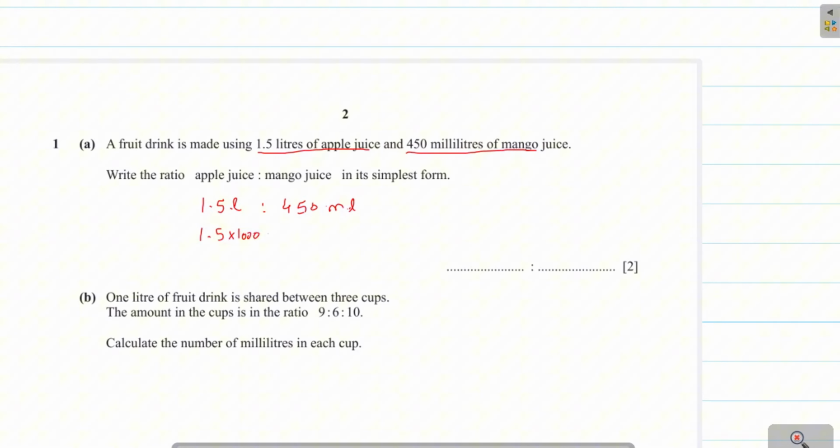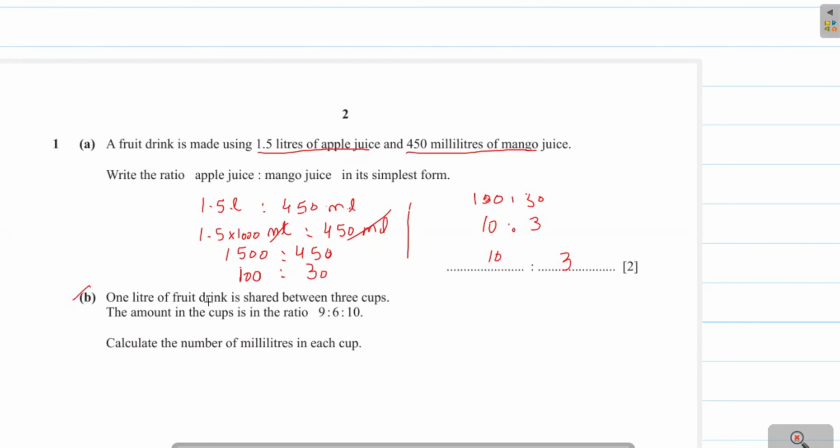Therefore, we can write 1.5 times 1000 milliliter ratio 450 milliliter. Milliliter will be cancelled, and this will be 1500 ratio 450. And we can divide this by 15. We get 15 times 100 is 1500, and 15 times 30 is 450. The ratio here will be 100 ratio 30. We can divide this ratio by 10. We get 10 ratio 3. This is the simplest form of the ratio.